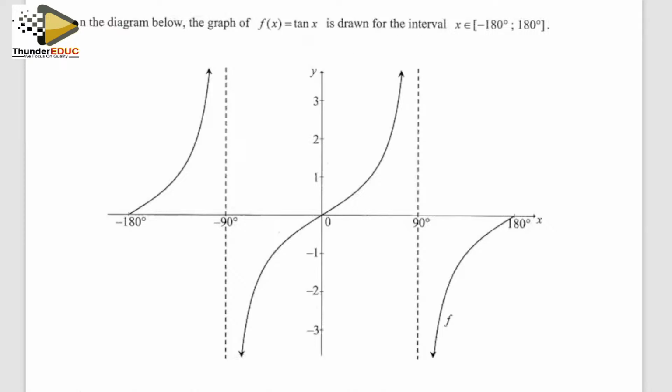Question 7, which is the tan graph. They're telling us that in the diagram below, the graph of f of x is equal to tan of x. It's given in the interval between negative 180 and positive 180. Can we write down the equation of the asymptote of f between 0 and 180? So an asymptote is just that line where the graph does not touch. Okay, 7.1, we're going to say that x is equal to 90 degrees.